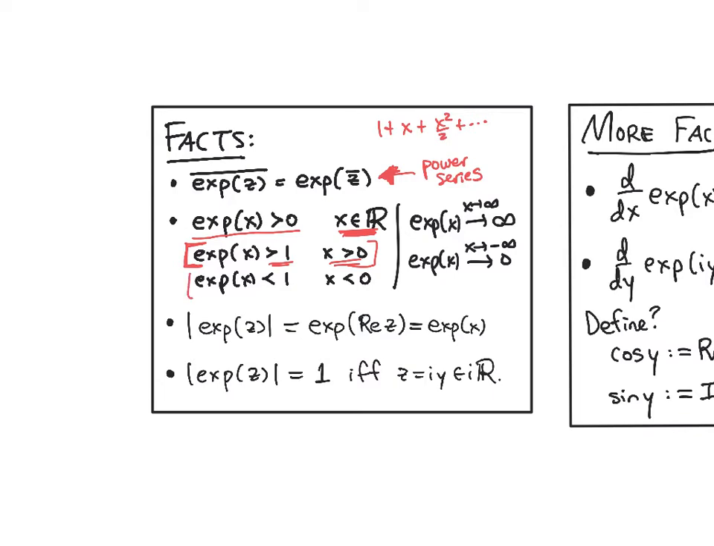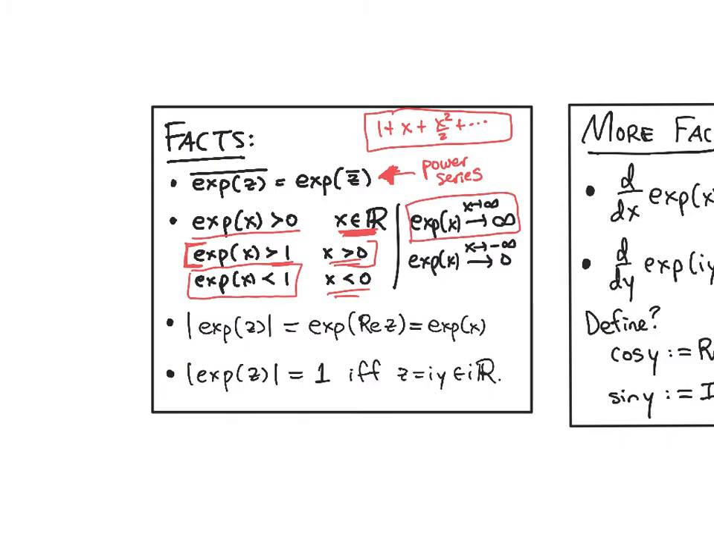And by the reciprocal property, you get that exp of x is less than 1 when x is less than 0. Also, you can just stare at the power series and see that it's bigger than x, so exp of x has to go to infinity as x goes to infinity.